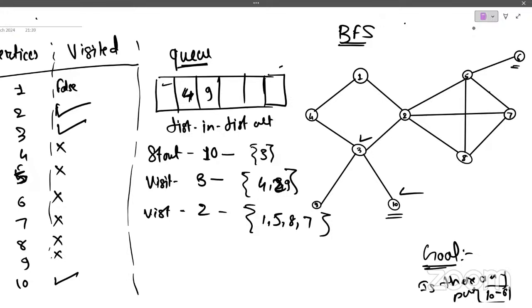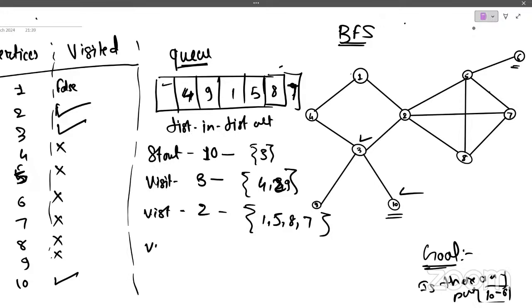So I will put these entries in my queue: 1, 5, 8, and 7. Yes, the neighbors of 2 are 1, 5, 8, and 7. Since I have visited 2, I write down its neighbors in my queue and mark it true.